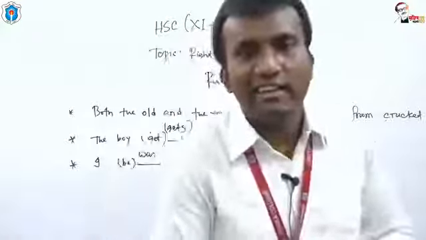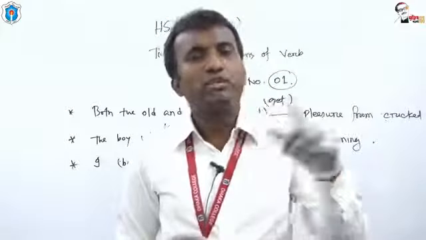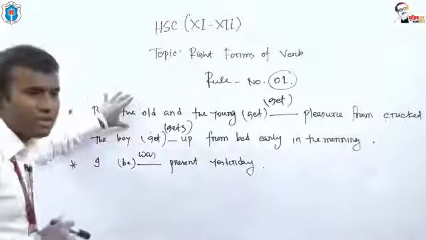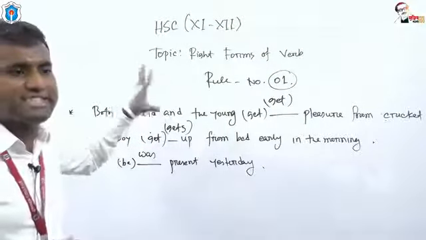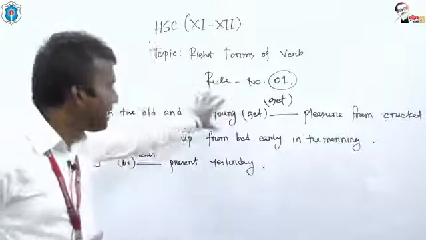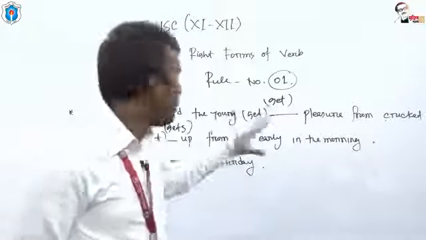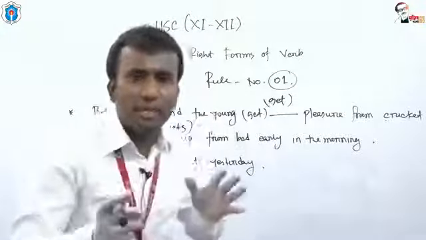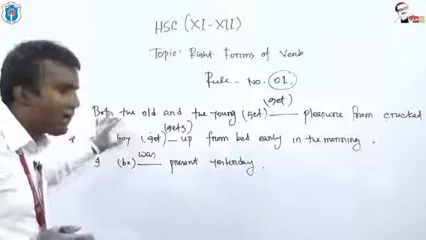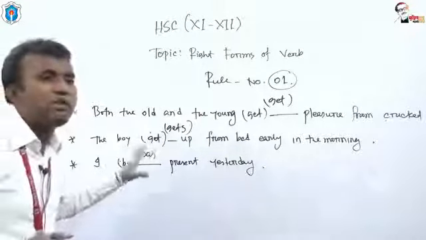But why? The first rule is that, write down the rule number, dear students. If the subject, look at the board, what is the subject of the sentence? The subject of the first sentence is the old and the young. The old and the young is the subject of the sentence, and this subject has become plural. And what is the second one? The boy. The boy is a singular subject, and I is a singular subject also.